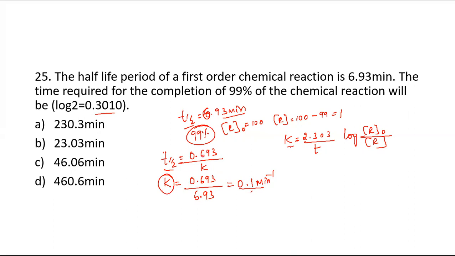So this rate constant, let us now substitute here. So then we can calculate the T. So just rearrange the formula. Take T to this side. T is equal to 2.303 divided by K value is 0.1, log initial concentration is 100 divided by final concentration is 1, right? So T is equal to 2.303 divided by 0.1. So log 100 value is nothing but 2, right? Therefore T is equal to, let us calculate this.